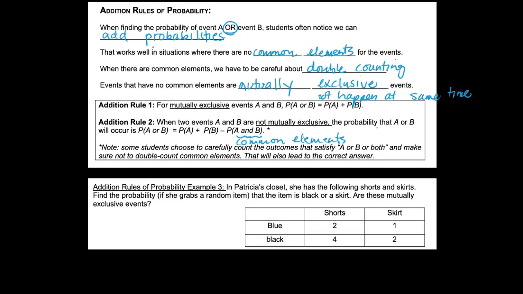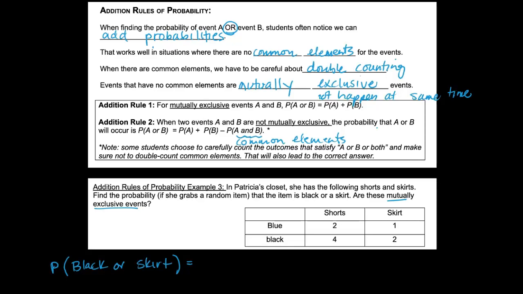All right, so in example 3, we have a table. In Patricia's closet, she has the following shorts and skirts. Find the probability, if she grabs a random item, that the item is black or a skirt. Are these mutually exclusive events? Okay, so we're looking at the probability, I'm just going to write this out, of an item being black or a skirt. And before I find that probability, I'm going to answer this question first because that impacts what formula I choose. So are these mutually exclusive events? So is it possible that she picks an item that's black and a skirt?